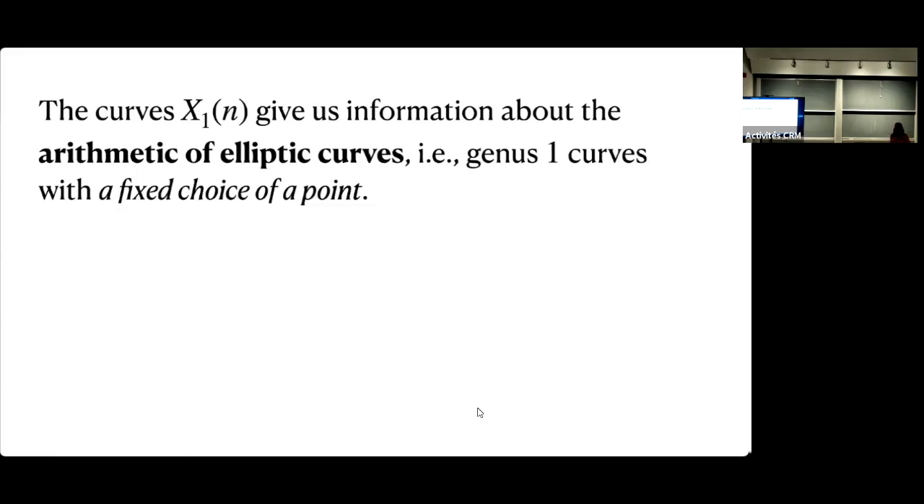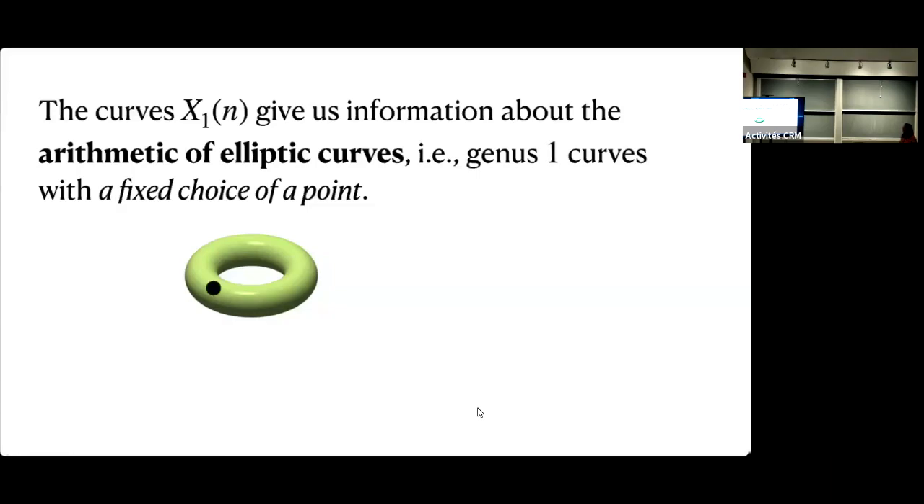So elliptic curves are genus 1 curves with a fixed choice of a point. And if you don't know, this is a really good number theory test. If you ask somebody what an elliptic curve is, if they just say genus 1 curve, they're not a number theorist. If they say genus 1 curve with a point, then they're a number theorist. Okay, but it's really important. I'm a number theorist and I'm speaking, so I can have my chance for propaganda.